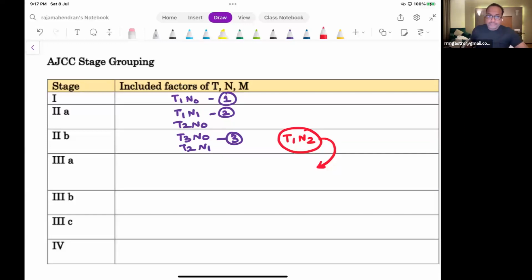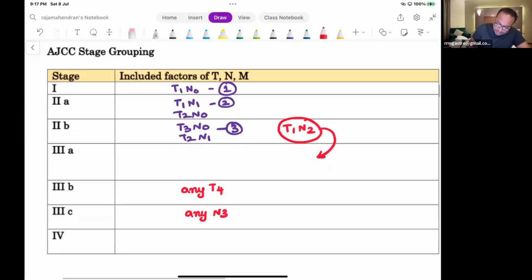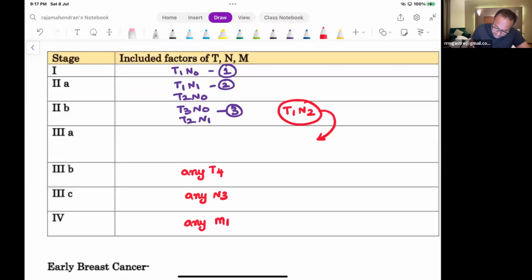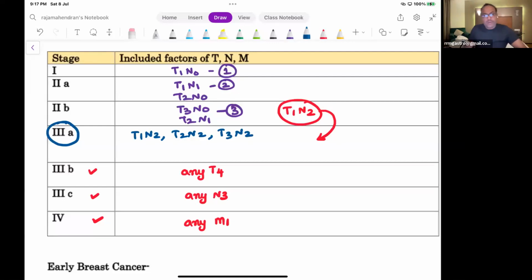Put it under 3A. What is 3B? Any case of T4. Any case of N3 is 3C, and any case of M1 is METS. So 3B, 3C, 4 is easy. Whatever else you think, put everything under 3A. T1N2, T2N2, T3N2, whatever you want, put under 3A. Only if T4 is present it will go to 3B. If N3 is present it will go to 3C. If M1 is present it will go to 4.